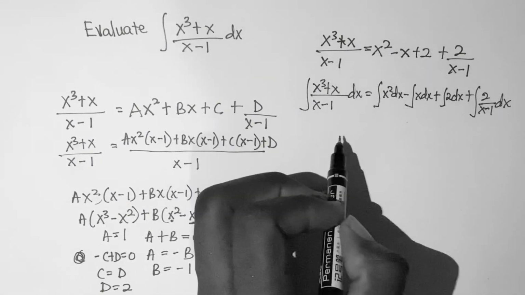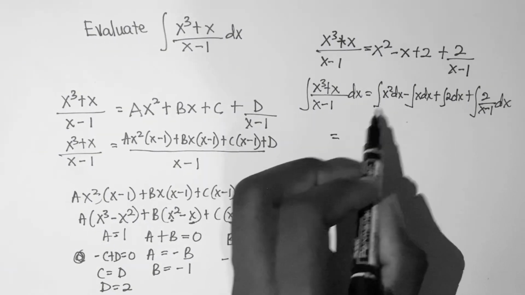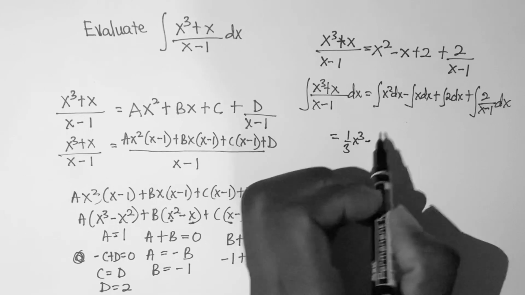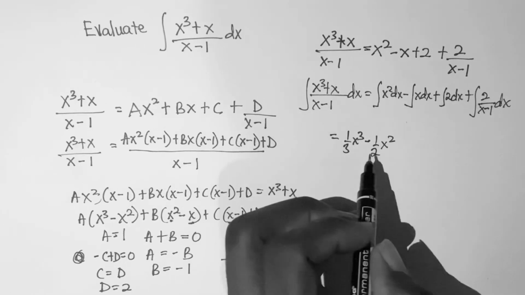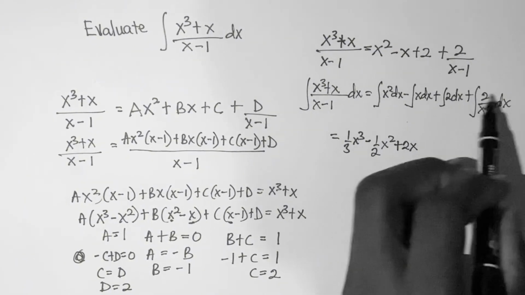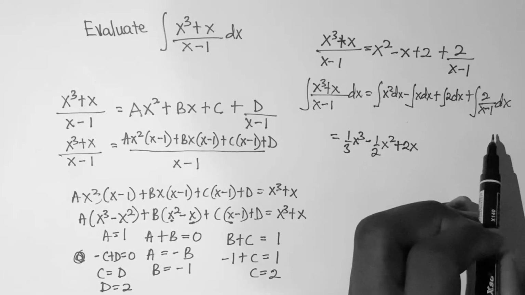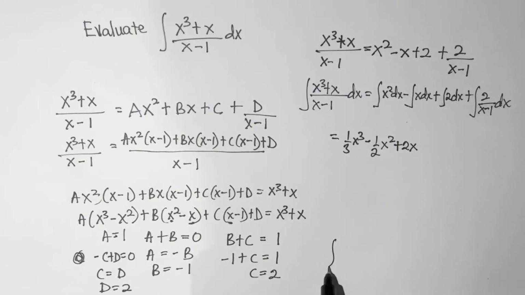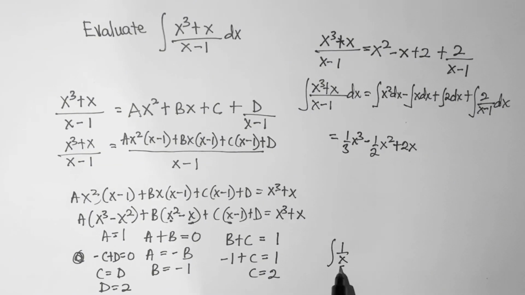So now let's continue. This is equal to, if you integrate x squared, you get 1 over 3 x cubed. Minus, if you integrate x, you get 1 over 2 x squared. And if you integrate 2 dx, you are going to get plus 2x. Now we are left with the integral of 2 divided by x minus 1. The way to go about this is, let's do something here. If you integrate 1 over x, what is it? The way to go about this is to differentiate the denominator.